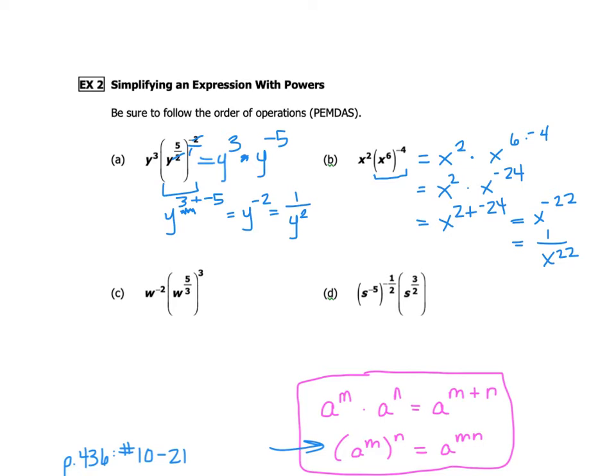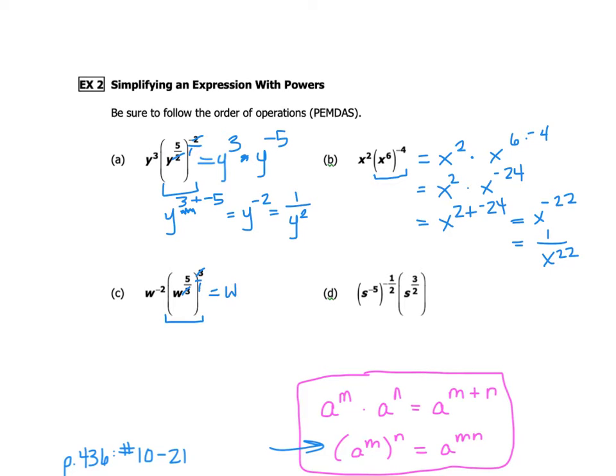Let's go ahead and go down here to example C. Same thing. We want to work our power rule first. If it helps you with the fractions, put a 1 under that 3. When you multiply those particular fractions, notice your little 3's are going to cancel out, and it's going to give you w to the 5th power.